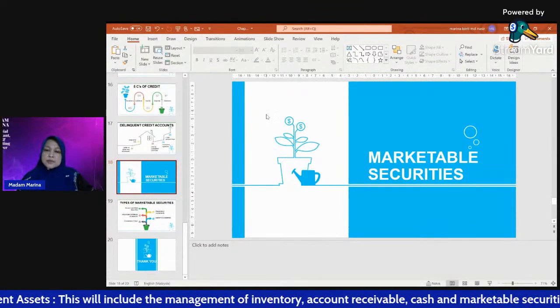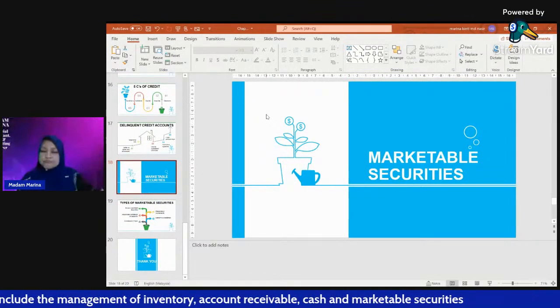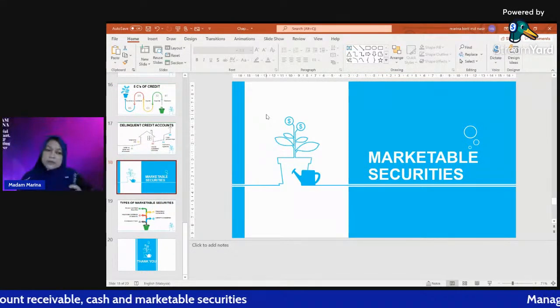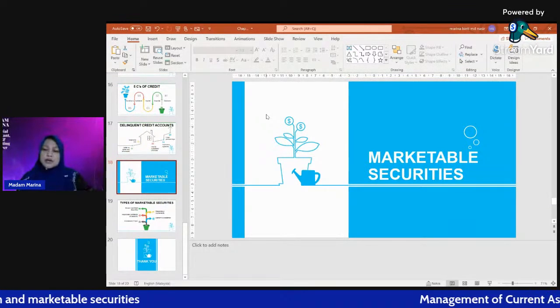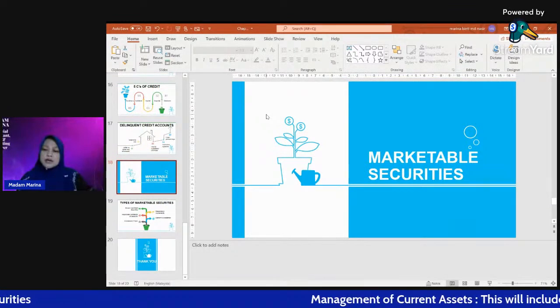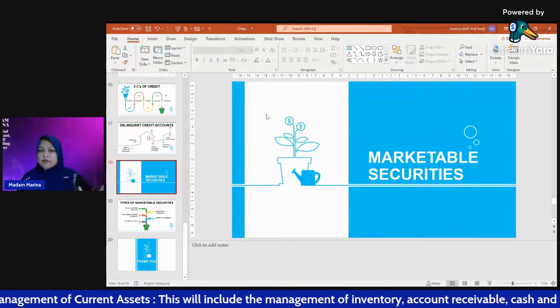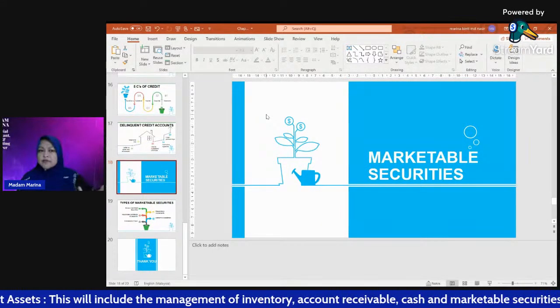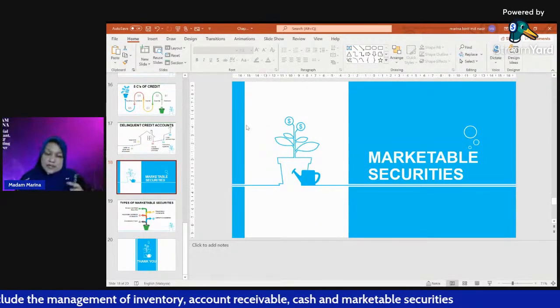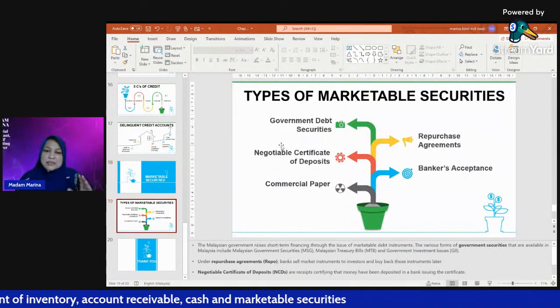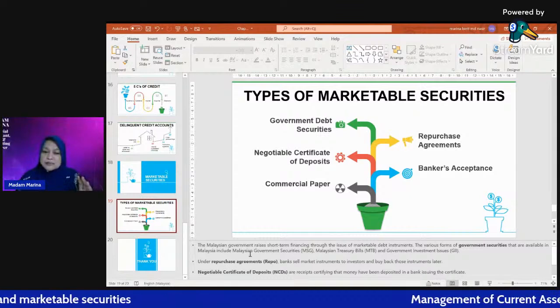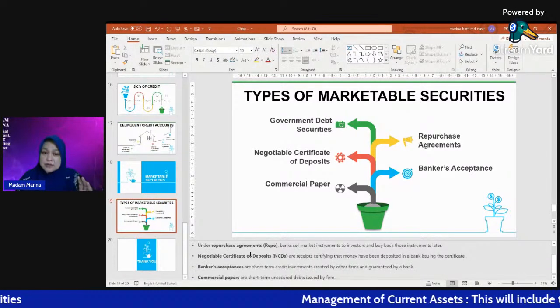The last one for the management of current asset is the marketable security. Maybe this is a new one for you. For other current asset items, that's cash, inventory, account receivable, is very familiar to you. But now the marketable security is not familiar. What is the marketable security?